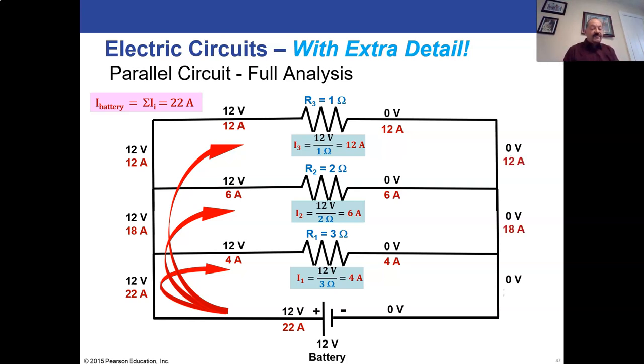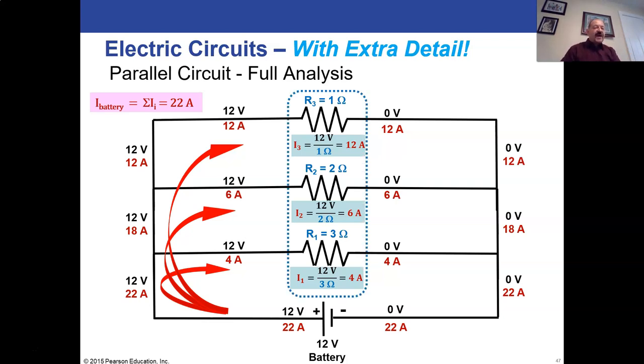And that will leave, if you add back the amps that come back together when the branches come together, the 12 at the top plus 6 in the one below it, that'll leave you with 18 down that path. You add the 4 that came from the first one to the 18, and you'll end up regenerating the 22 amps of electrons, coulombs of electrons per second that flow back to the battery. So you end up with your 22.